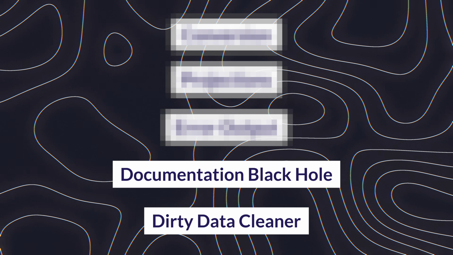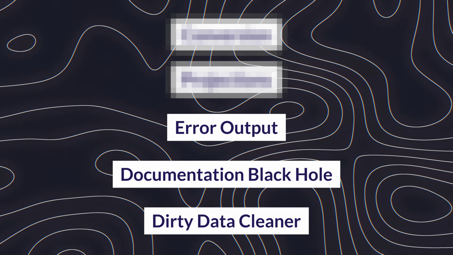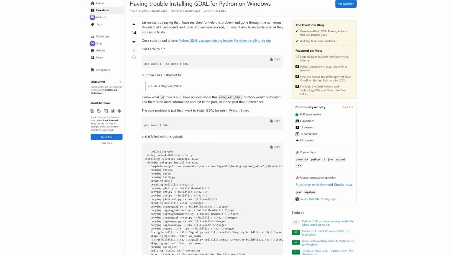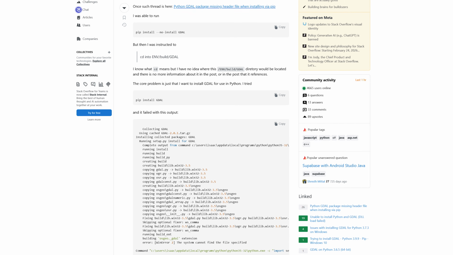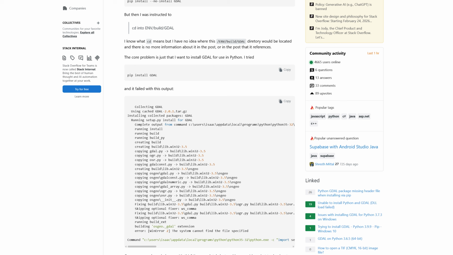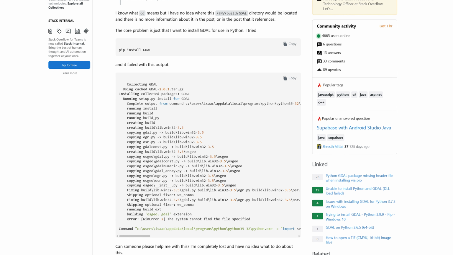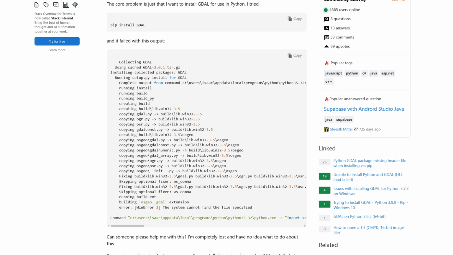Number 3 is an error output. I'm going to use the example of a GDAL error. Sometimes these are really tricky for me to read. I don't know what it's asking me. Maybe it's telling me I need to install something and I didn't. It's an import error, whatever that is. I'm having a lot of struggle looking through that output, and I don't know what I should really be looking at.